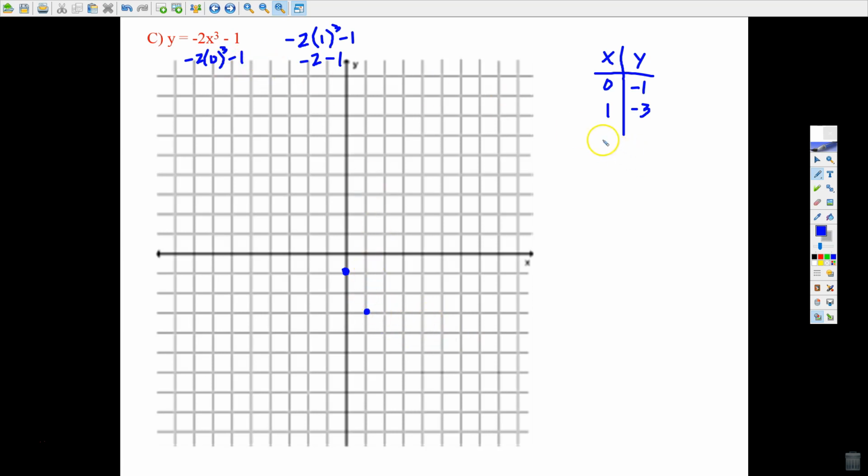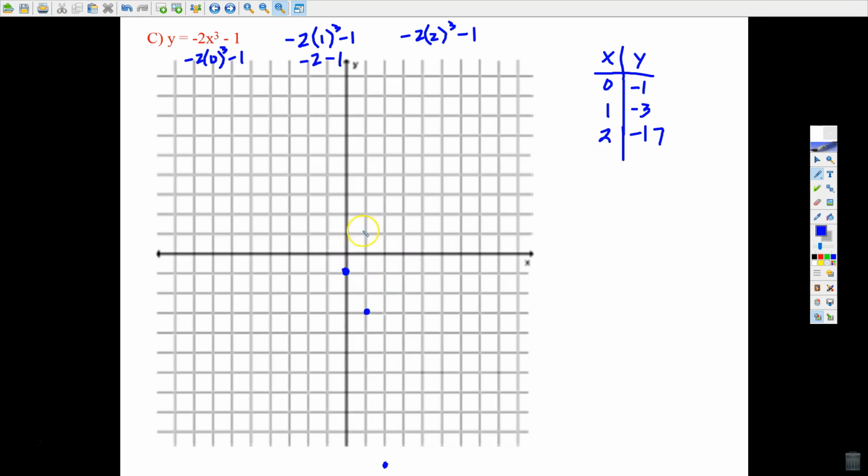Let's try positive 2. Okay, and same type of deal here. 2 cubed minus 1. 2 cubed is 8. 8 times negative 2 is negative 16. And negative 16 minus 1 is negative 17. So for positive 2, I'm way down here. Okay, and I'm just going to show it. I'm not going to change my units.